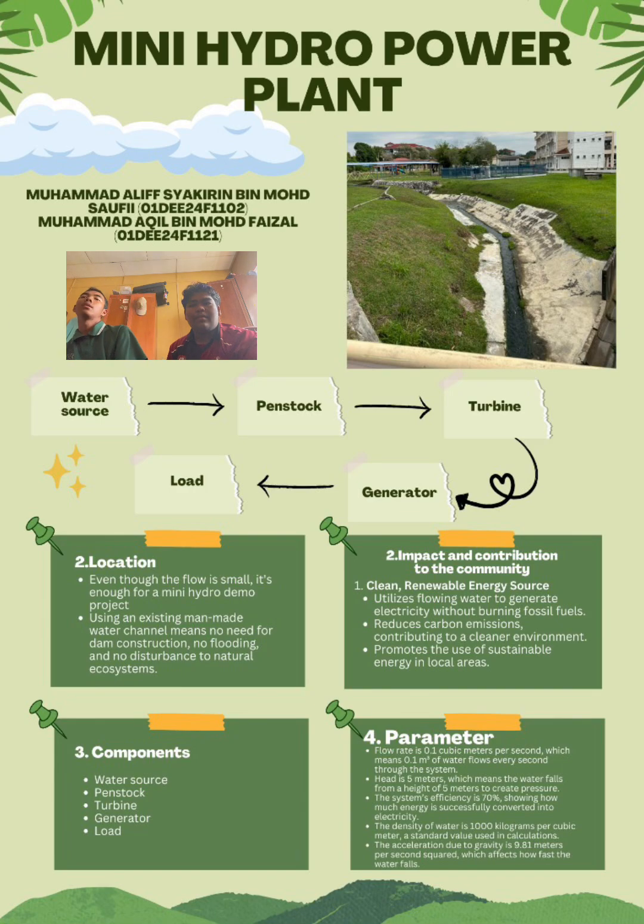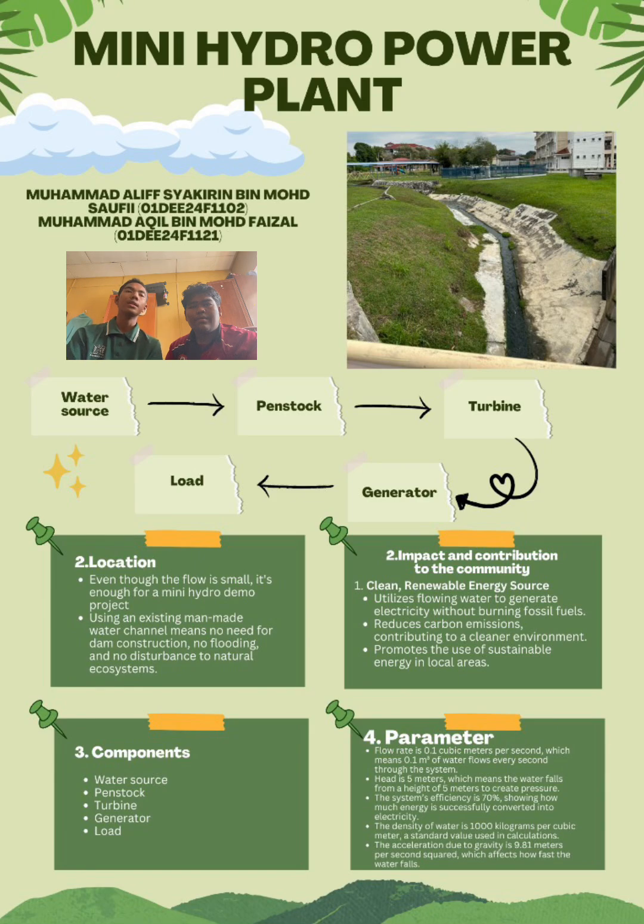Next, we look at components. Our mini hydro power system consists of a few key components. First, the water source, which provides the flowing water. Second, the penstock, which channels the water under pressure to the turbine. Third, the turbine, which converts water energy into mechanical energy by spinning.